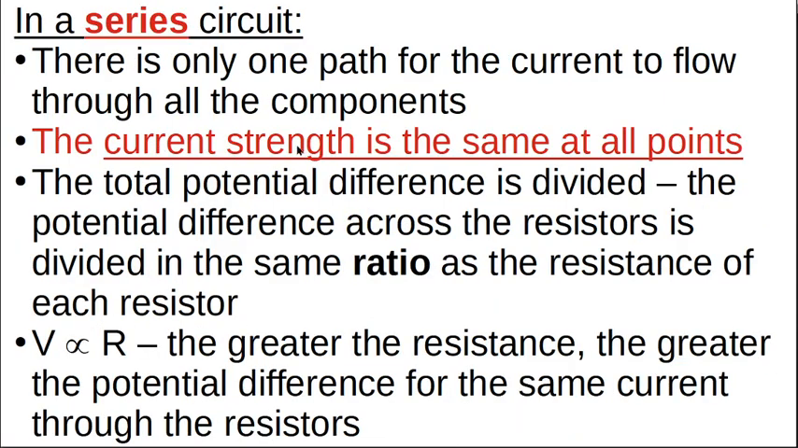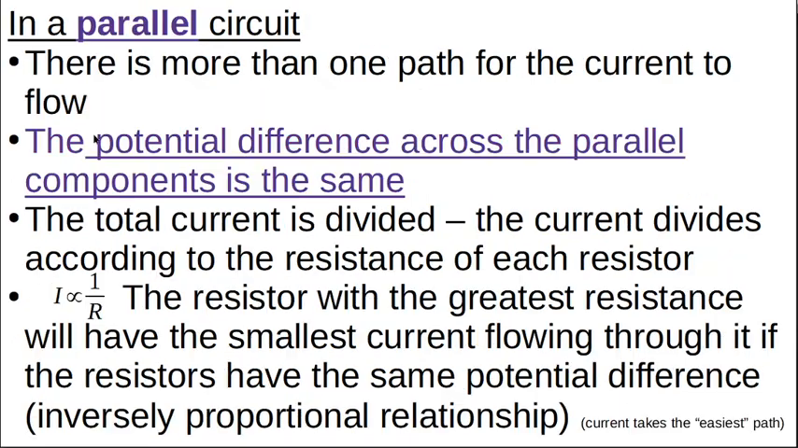So you see this sentence here in red in the series circuit, and this sentence here in blue in the parallel circuit. These are the keys to working out what's going on in your circuit diagram. If you've got a bunch of parallel resistors, they will all have the same potential difference. But the current is lazy, okay? The current divides, and it does divide according to the resistance of each resistor. But if you look here, it says the current is inversely proportional to the resistance in a parallel circuit.